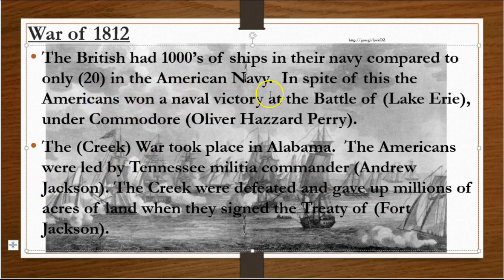Okay, so just as a quick summary, on this slide we're talking specifically about two things. You have in the north a great American victory at the Battle of Lake Erie, one of the few American victories that happened during the War of 1812. And in the south, the Creek War took place in Alabama. Americans were led by the Tennessee military commander Andrew Jackson, who basically defeats the Creek easily and forces them to sign a land treaty where they lose millions of acres of their land.